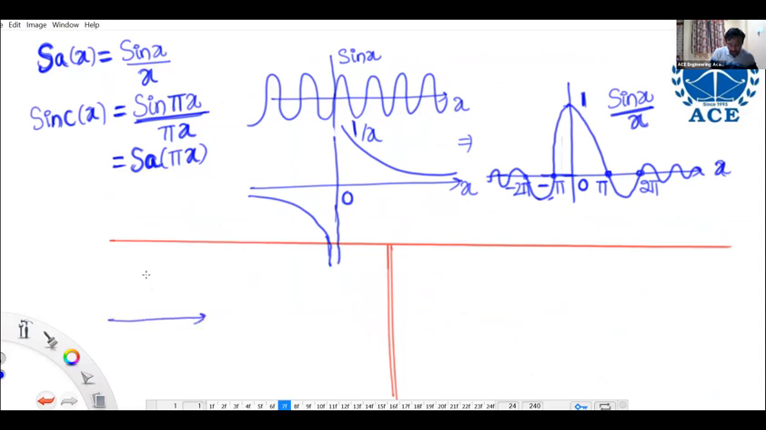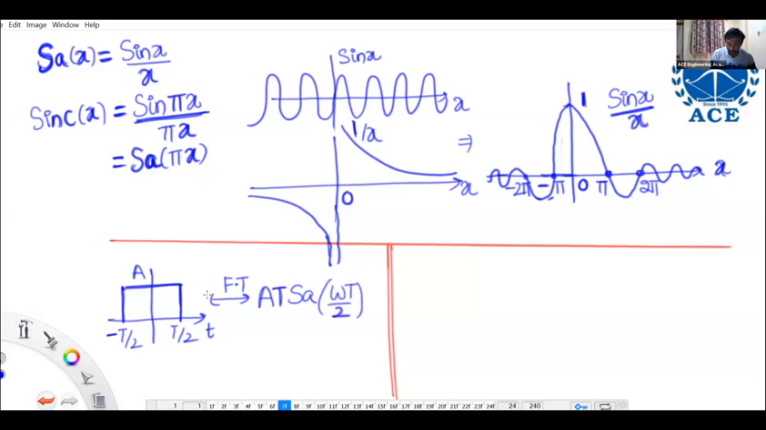If you take a symmetrical rectangle from minus T by 2 to plus T by 2 with amplitude A, the Fourier transform answer is what? A T Sa of omega T by 2. A T Sa of omega. Everyone tell me what is the meaning of A T? Area under the rectangle, or not? A T means area. Sa of omega, because we have to write in the frequency domain.